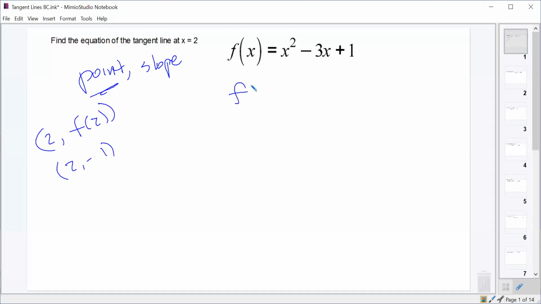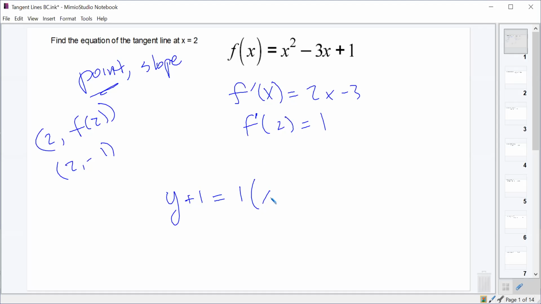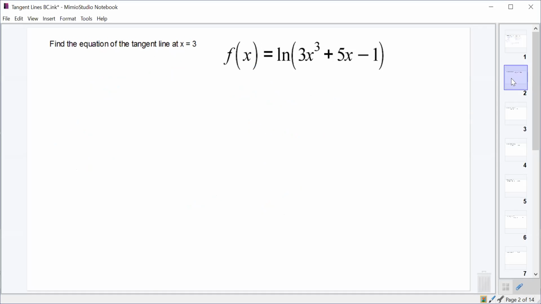And then our slope should just come from f prime of x is 2x minus 3. So f prime of 2 ought to be 1. And we end up with y minus -1 equals our slope 1 times x minus 2. Easy enough? Do we need to look at the Desmos graph of that, or no? We good? All right, we're good. Cool.